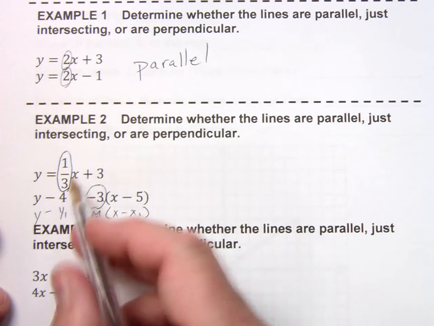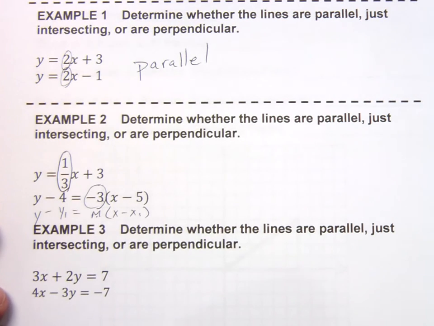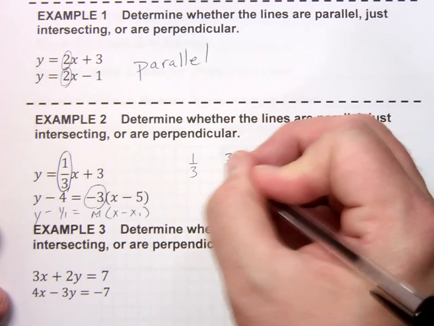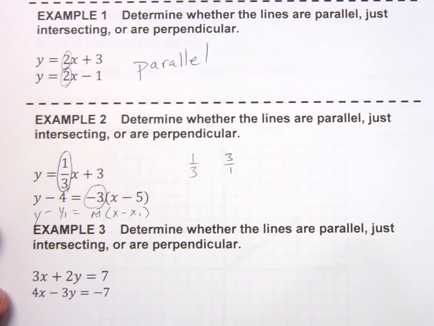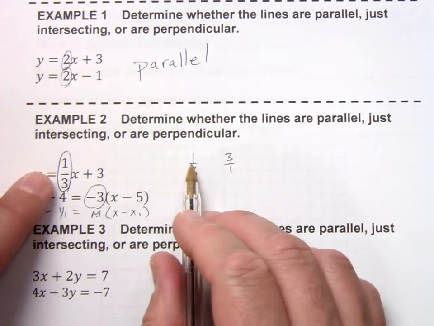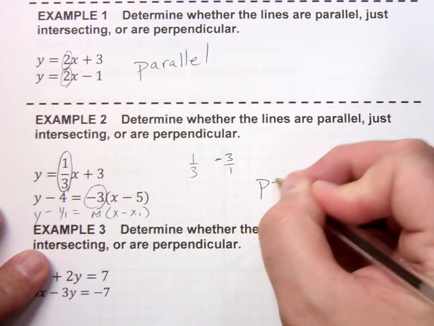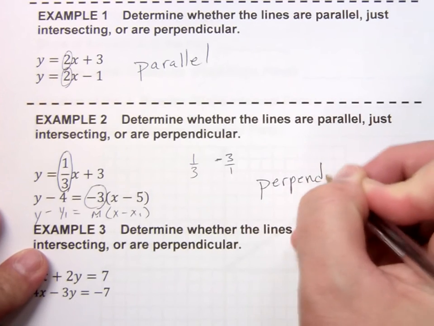Well, when I compare, those are opposite reciprocals. If I were to flip this fraction, it would become 3/1, which we just say is 3. It's a whole number. And because one is positive and one is negative, those are opposite reciprocals. I know these lines are perpendicular.